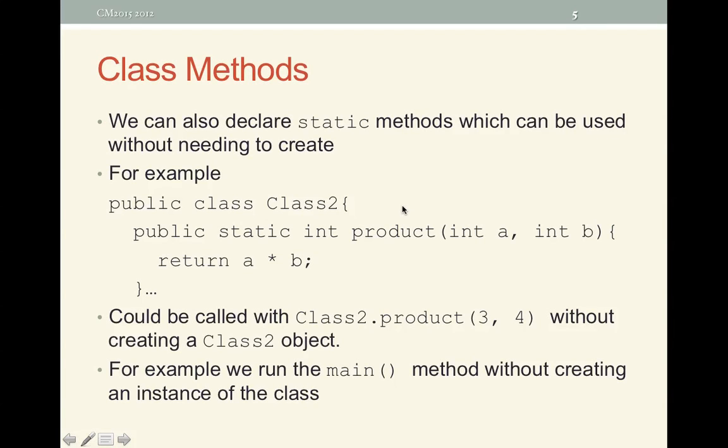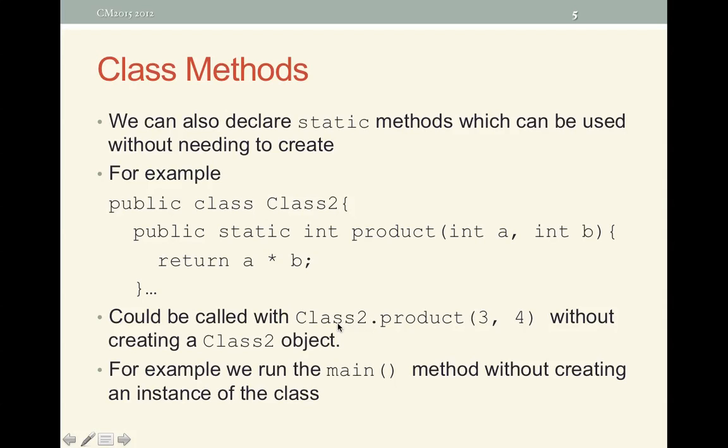Similarly, we can declare static methods. An example of this is if we had a class called Class2, we could declare this method here called product as static, and that would mean that we wouldn't actually have to create an object of type Class2 in order to run that method. So Class2, that's a class name, dot product(3, 4) would return the value 12 without having to actually create an instance of Class2.